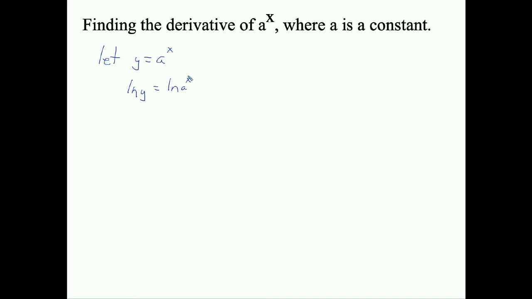And we know by the power rule, the x can come out front here. So we have natural log of y is equal to x times the natural log of a. Well, a is just some constant, so natural log of a is a constant. And now we can differentiate each side. So we're going to differentiate this. So differential of natural log of y is 1 over y dy. And the differential over here, it's just a constant times x, so it's just natural log of a dx.